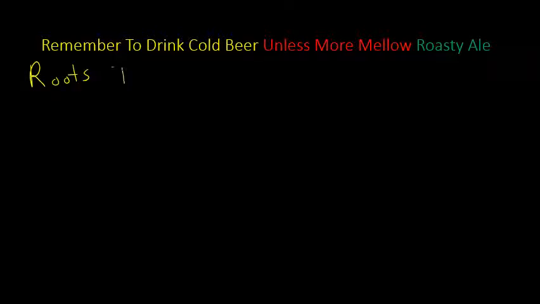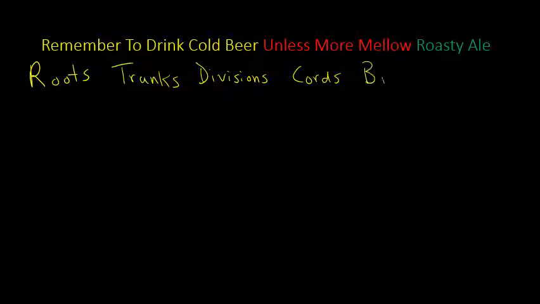roots, trunks, divisions, cords, and branches of the brachial plexus. And so the roots are the ventral rami of spinal nerves that come together to form the brachial plexus.